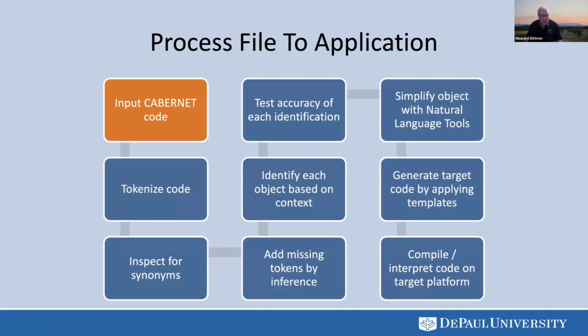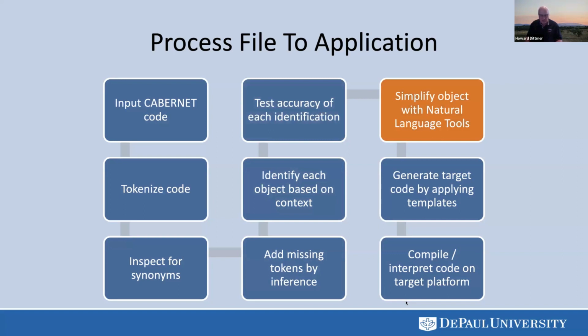So as I said, we start off with Cabernet, which is written in Markdown. We tokenize that and take in each individual item. We look for synonyms. Is this a screen or a scene, or is this a field? And then we use inference to fill in the missing tokens, or to clarify the missing tokens, and then identify each object by some context, test the accuracy. Does this all make sense when I get done?